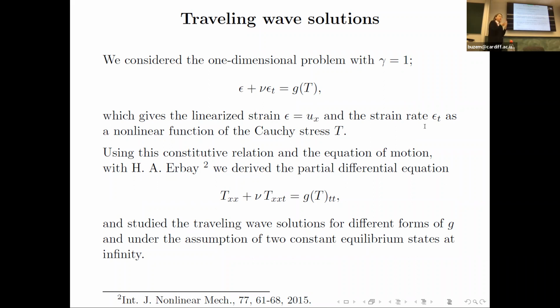It is a constitutive relation. So what we should do is exactly what we did at the very beginning of my talk. We should take the equation of motion together with this constitutive relation and try to derive an equation to solve. With my colleague Hüsnü Alterbay at Özyeğin University in Turkey back in 2015, we took this constitutive relation together with the equation of motion and derived this partial differential equation. The equation of motion is u sub tt equals T sub x in 1D. Assuming everything is regular enough, you take the x derivative of that equation and replace u sub x by epsilon, the linearized strain. Then you take twice the time derivative of this equation and put epsilon equals T sub xx here. So you get this equation. It's just straightforward differentiation and substitution.